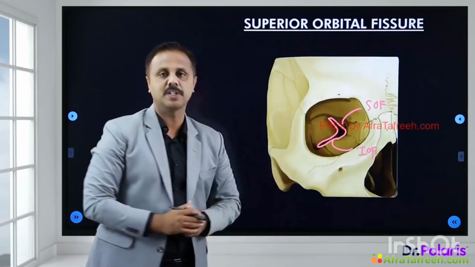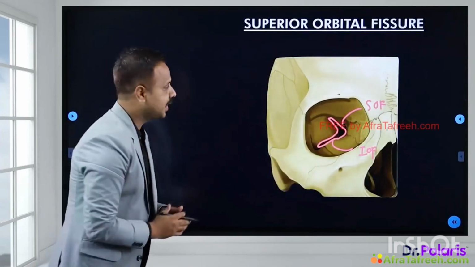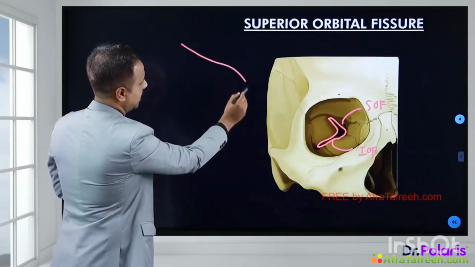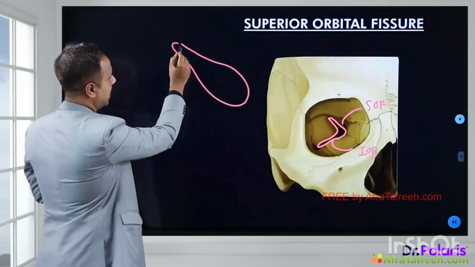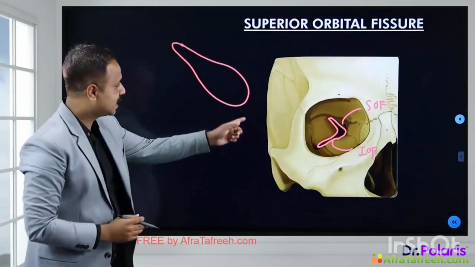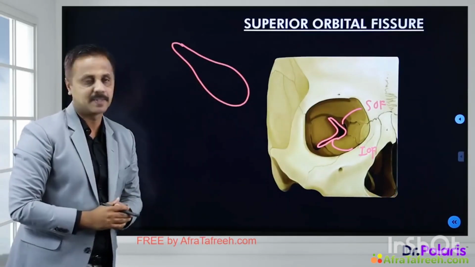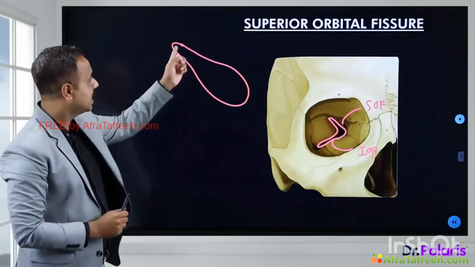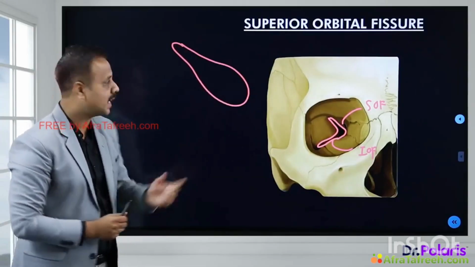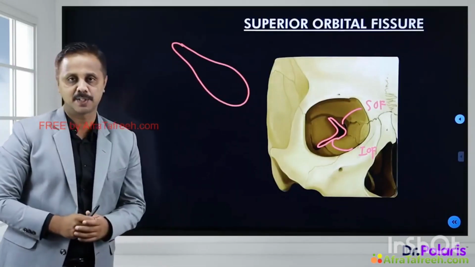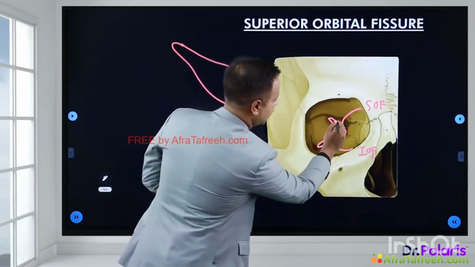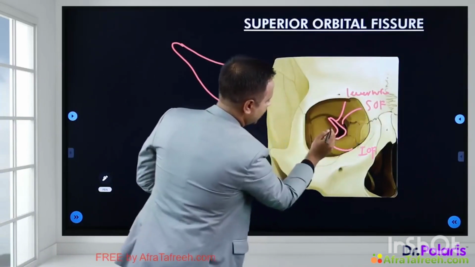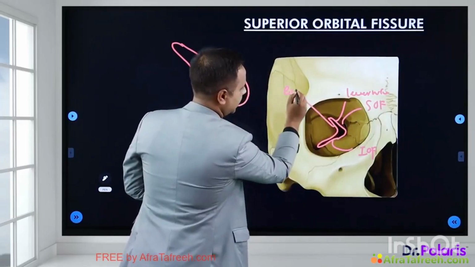First, let's try to focus on the superior orbital fissure. If we draw the outline of the superior orbital fissure, this is how the fissure looks. It is in the shape of a comma. This end is medial, this end is lateral. The entire extent of the superior orbital fissure is formed above by the lesser wing of the sphenoid and below by the greater wing of the sphenoid. So what we have here is the lesser wing, and what we have here is the greater wing.